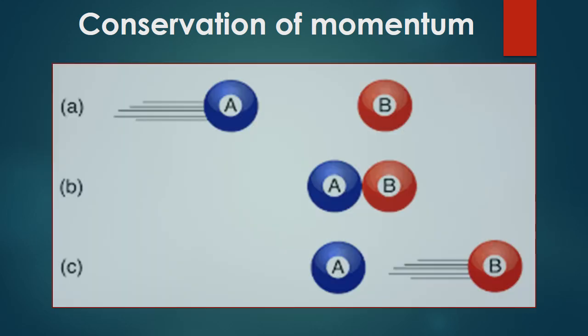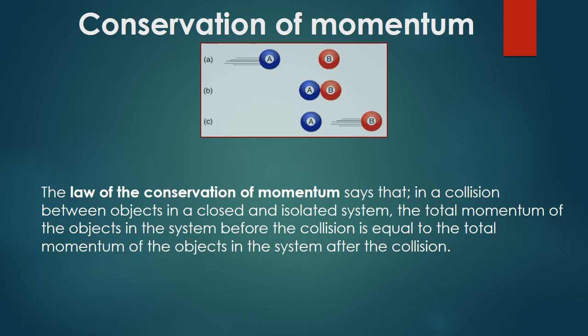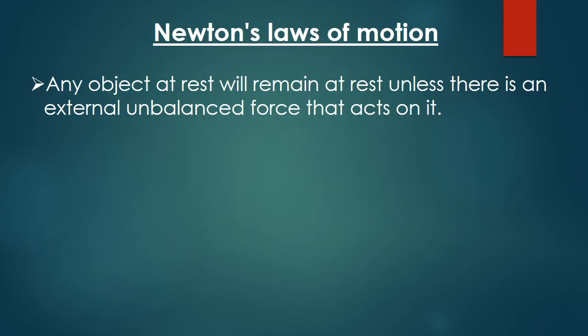So, what do you think happens to the momentum of two billiard balls, A and B, when they strike each other? If you figured that the momentum is conserved, you are right. The law of conservation of momentum says that in a collision between objects in a closed and isolated system, the total momentum of the objects in the system before the collision is equal to the total momentum of the objects in the system after the collision.